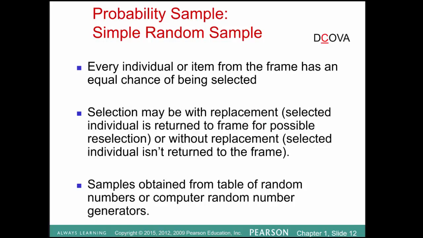A simple random sample is one where everyone in the population has an equal opportunity of being selected into the sample. Think of this system as drawing names out of a hat, where everyone in the population is eligible. Selection may be with replacement, that is, selected individuals are returned to the frame for possible reselection, or without replacement, selected individuals are not returned to the frame, so they can't be selected again. Samples obtained from tables of random numbers or computer random number generators are a way to do a simple random sample. Let's see an example.